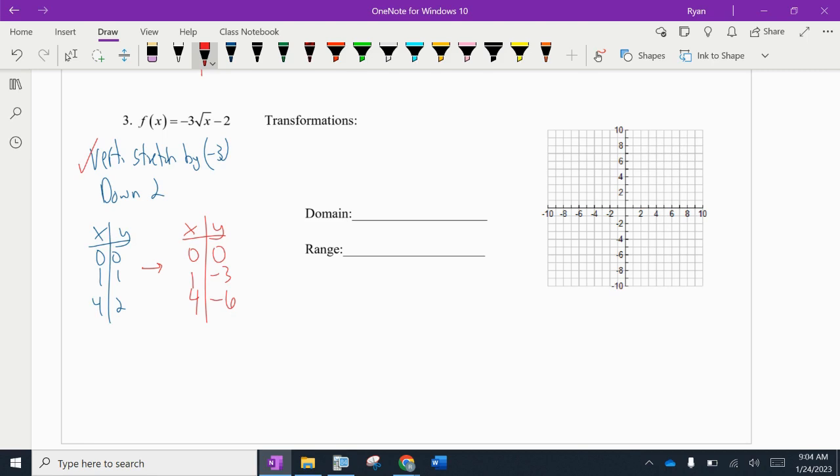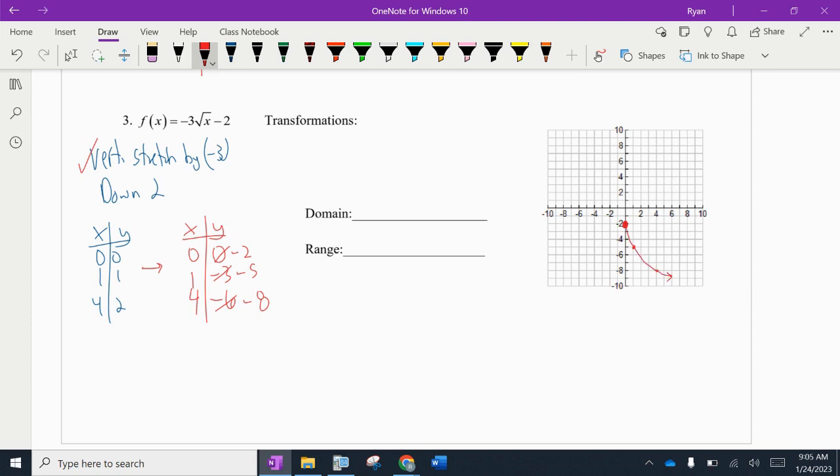So did that one. Lastly, now we have to shift down by 2, and that's impacting the y's again. So you're going to take all these y values and go down by 2. So subtract 2, subtract 2, subtract 2. Over to my graph, the first point is 0, -2. I'll make it a little bit bigger. Then 1, -5, and 4, -8. Connect those points, and there we go.